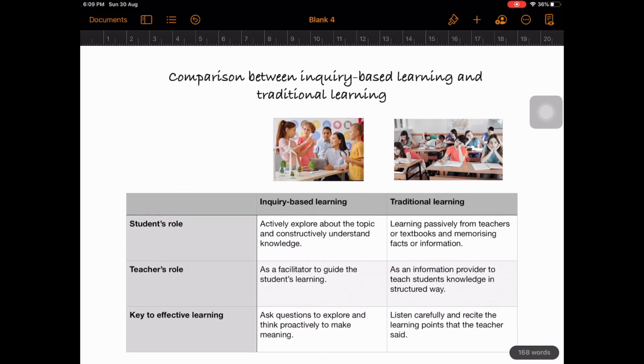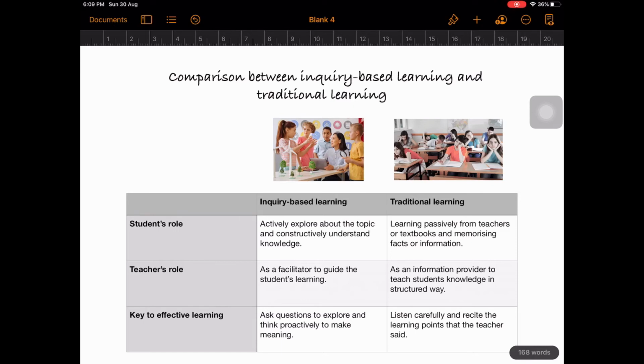Comparison between inquiry-based learning and traditional learning. Students' role, inquiry-based learning: actively explore about the topic and constructively understand knowledge. Traditional learning: learning passively from teachers or textbook and memorizing facts or information. Teachers' role, inquiry-based learning: as a facilitator to guide the students' learning. Traditional learning: as an information provider to teach students knowledge in structured way.